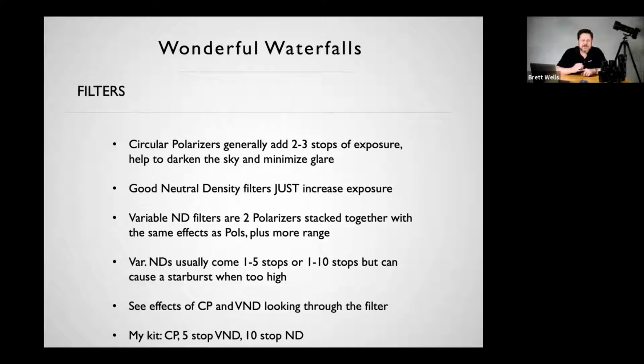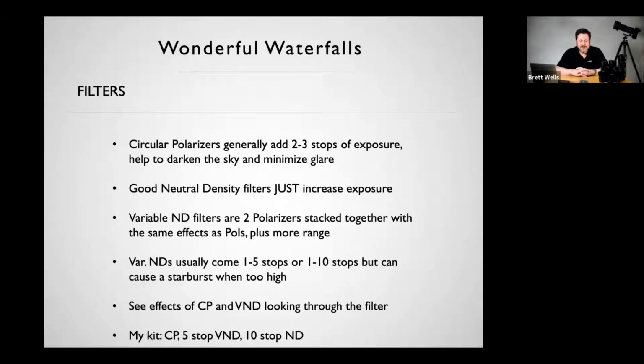Variable neutral density filters, because they're polarizers, will do the same thing that a polarizing filter will do. They'll help you see through the glare on the surface of the water. It's just like having a pair of polarized sunglasses, if you think about it that way. They'll help to deepen the blue in the sky, and they'll increase your exposure, but by more than a single polarizer will. They usually come in a 1 to 5 or a 2 to 10. I don't recommend the really high level variable neutral densities.